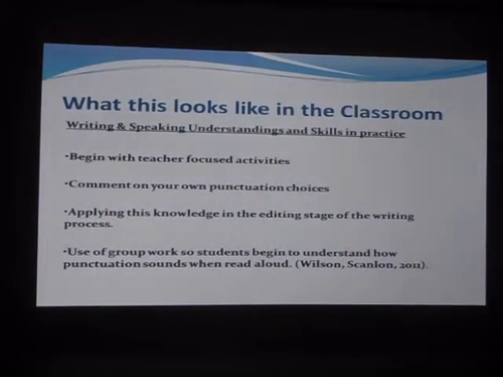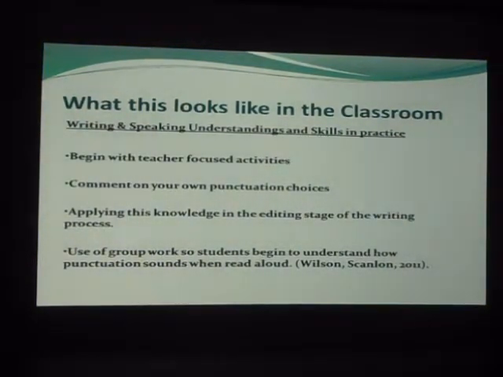In the same way that we teach punctuation rules, it is important to begin with more teacher-focused activities to facilitate basic understanding. A fantastic way to facilitate this understanding is to comment on your own writing and punctuation choices. Asking students questions such as, "Why have I used this comma here? If I didn't use this comma, would this sentence be too long and difficult to read?" can instigate meaningful conversations in which students begin to understand exactly why authors have used punctuation for purpose.